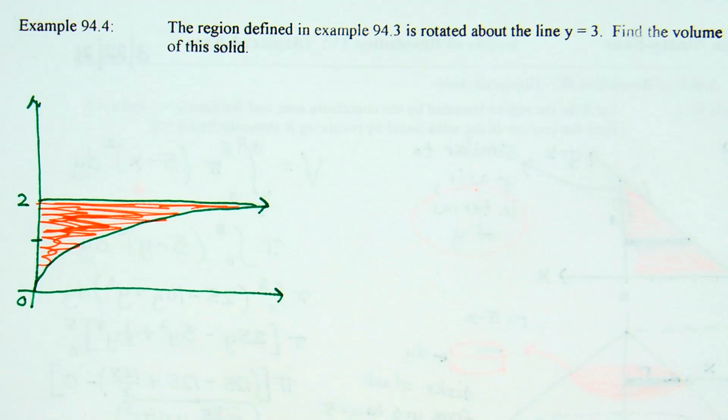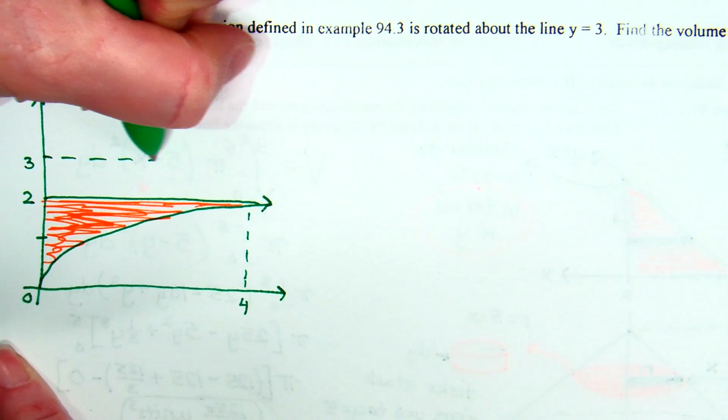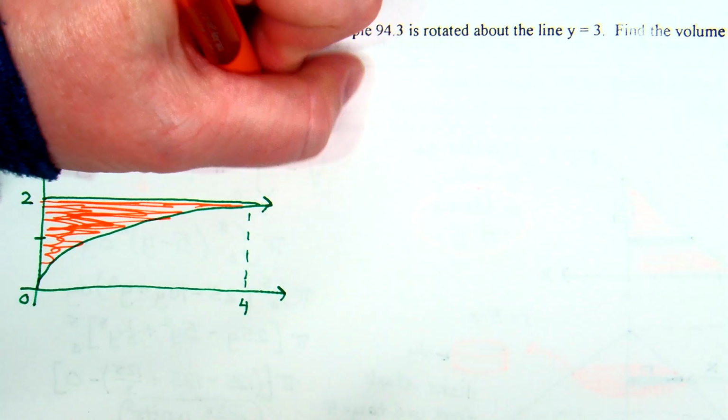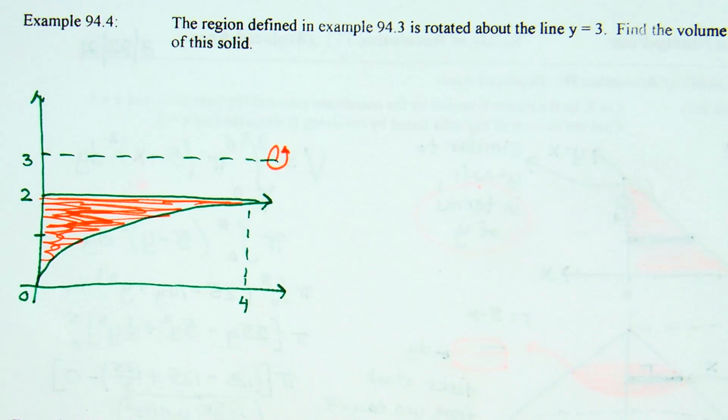Now the difference is it's rotated about the line y equals 3. Where's the line y equals 3? Above. Okay, we are rotating up here about this line y equals 3. Now, you realize what's going to happen here? Our little radius is going to be 1.